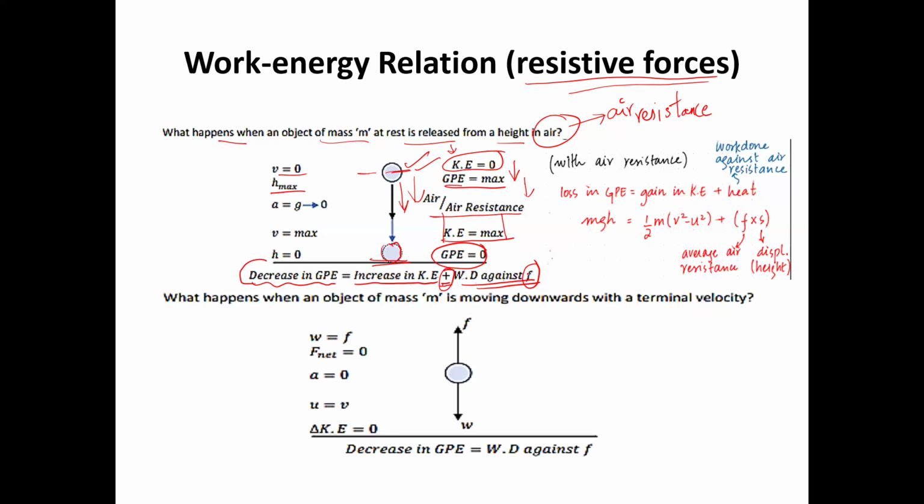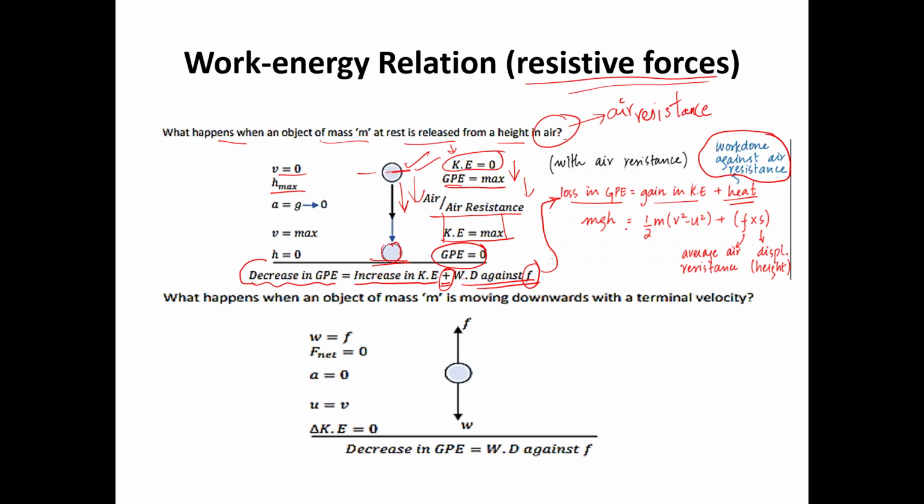So looking at this, what equation can we form? Further, we can also say that the loss in gravitational potential energy equals the gain in kinetic energy plus some heat. Why is that heat being produced? That heat is produced due to the work done against air resistance.